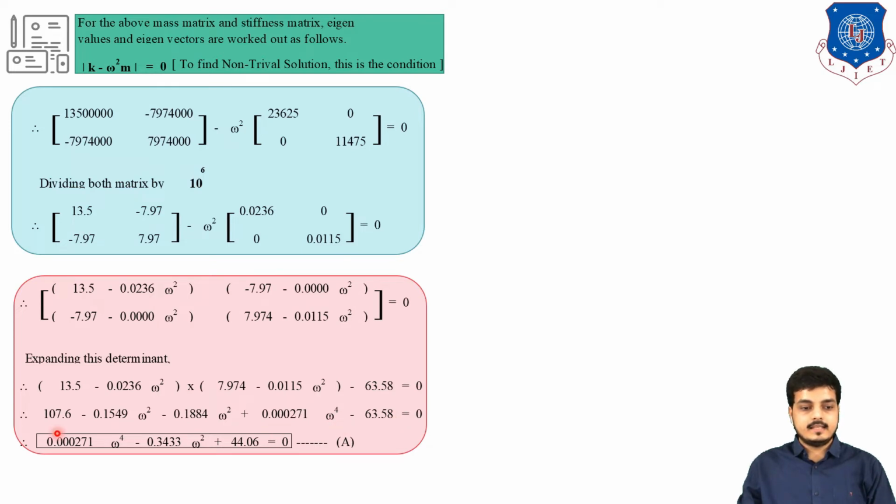So first placing it over here: 0.000271 omega raised to 4. Then after the algebraic sum of this, I get minus 0.3433 omega square plus 107.6 minus 63.58, which gives 44.06.